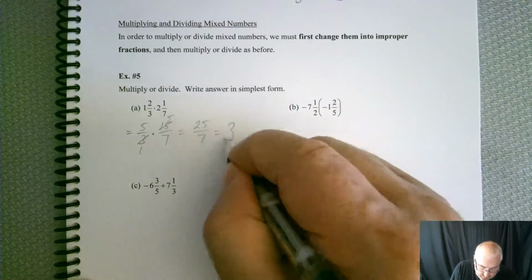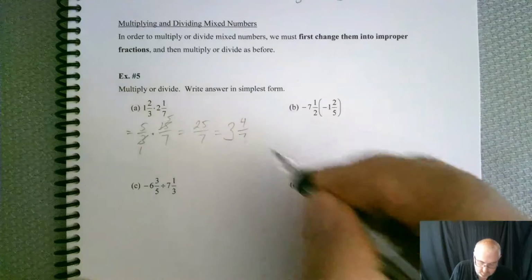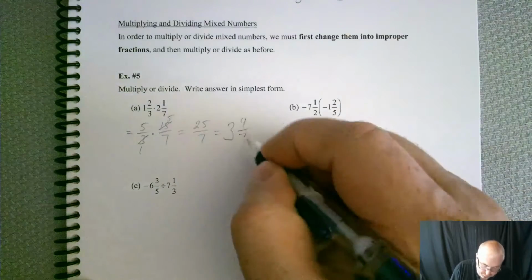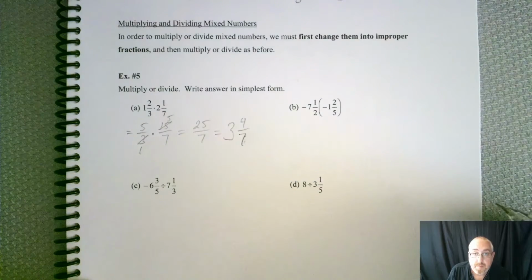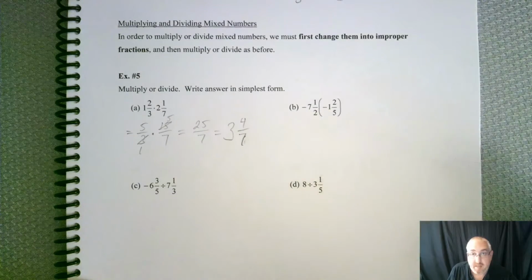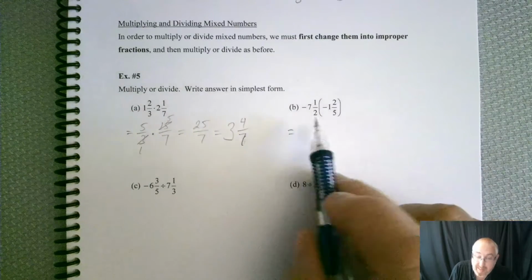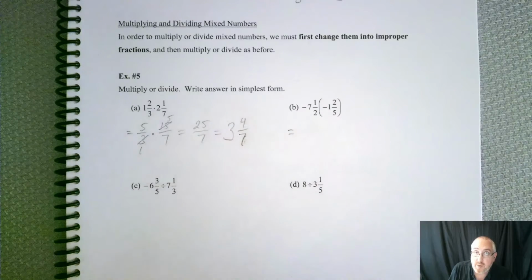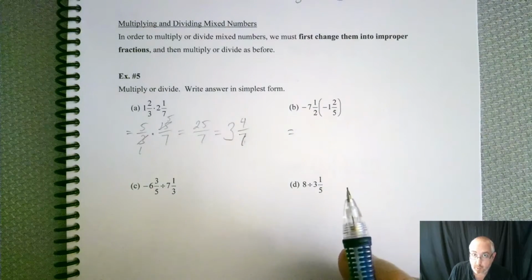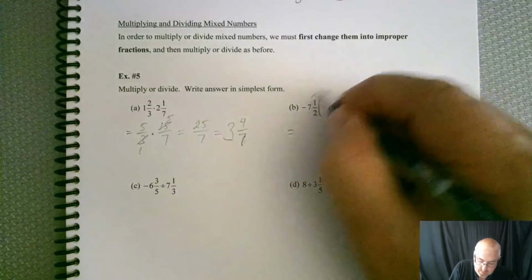And that goes in 3 times, with 4 left over. So 3 and 4/7. And that's it. Let's do it again. Now, negatives in front of mixed numbers you want to be careful with. The safest way to do it is to ignore them. When you change them to improper fractions, ignore the negatives.